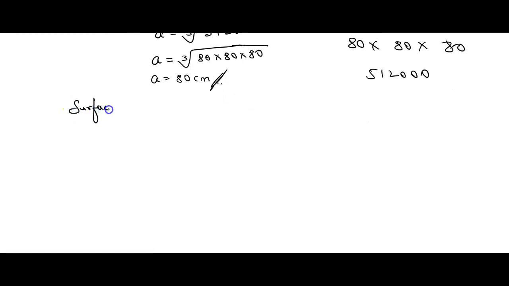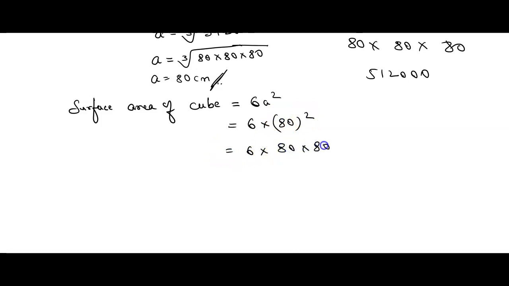Now we can write here, surface area of cube is equal to, what formula do we have? 6A square. 6 into 80 whole square. 6 into 80 into 80. How much is 6 into 80 into 80? 38,400 centimeter square. Understood? What is this? Surface area of the cube. Therefore, surface area of cube is 38,400 centimeter square.